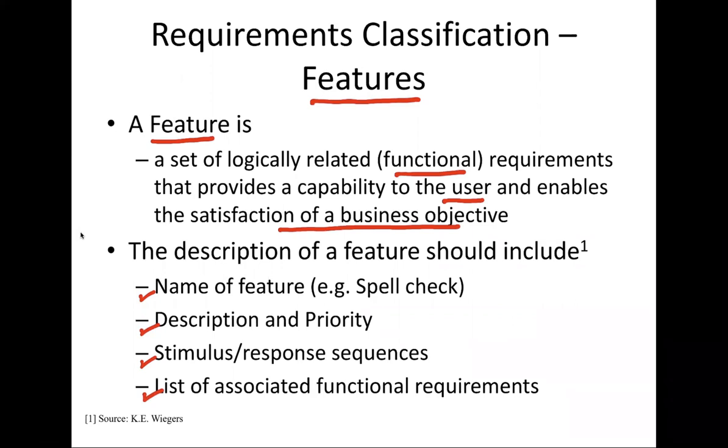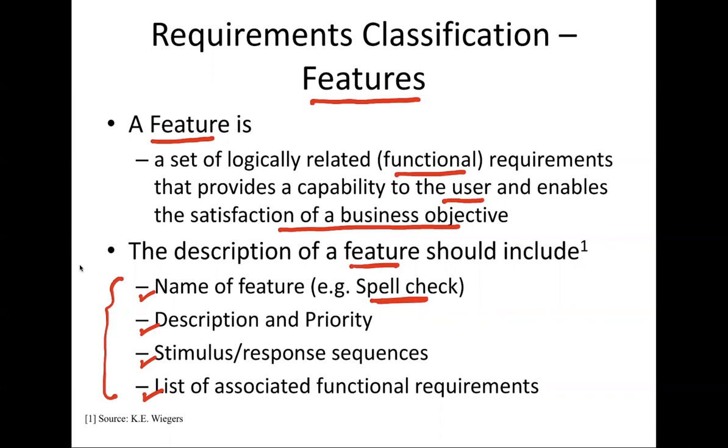So once you identify functional requirements, if you would like to classify them based on the feature, you should define the feature based on those four entities. You have to name the feature. Keep in mind, you have to do a spell check. Be careful. And then within the feature, you have to provide a description of this feature, as well as the priority of such requirement. And then you have to provide what kind of stimulus and response sequences should take place. And finally, you have to list all the associated functional requirements underneath this feature.